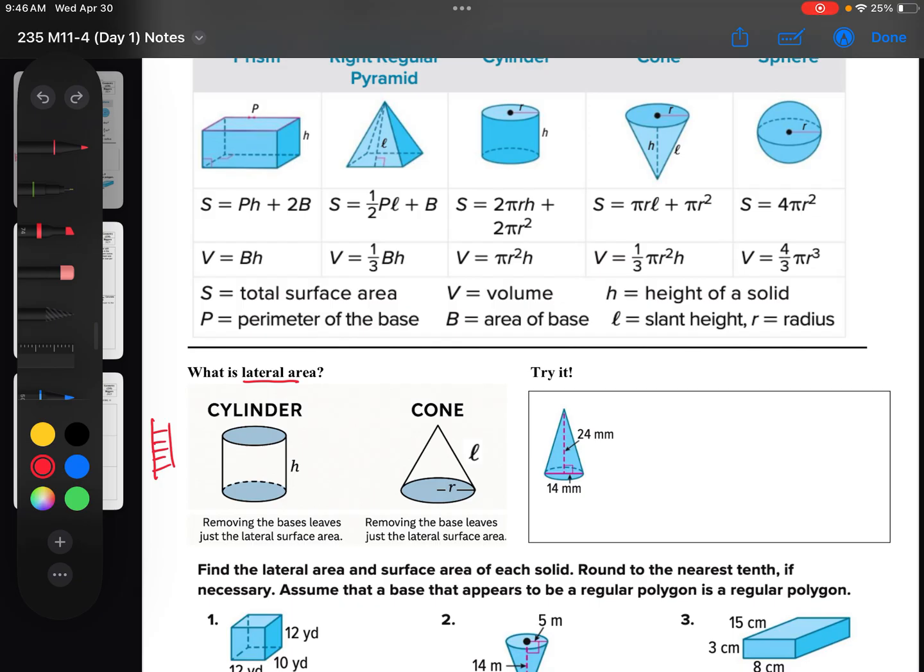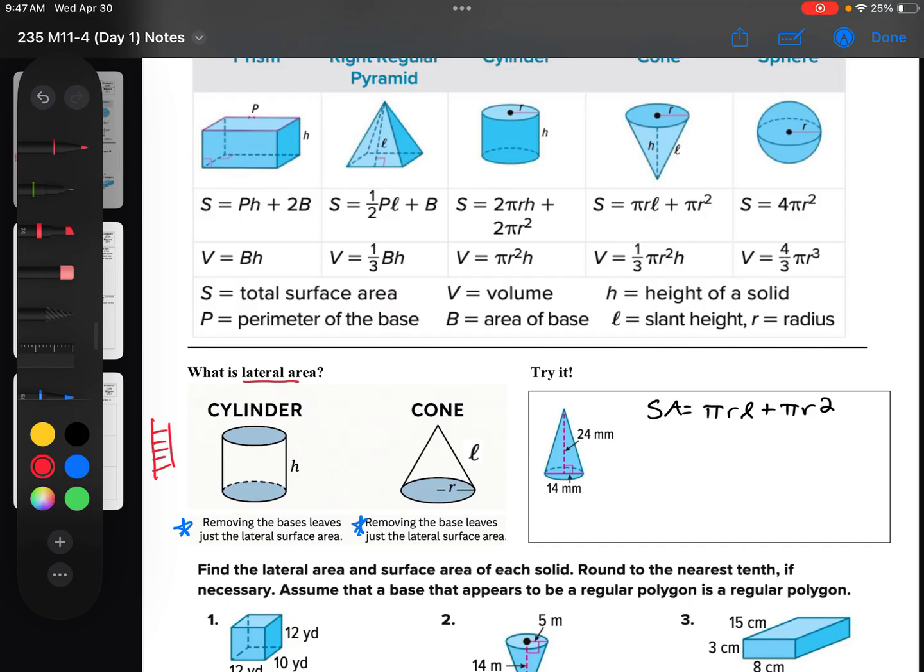So really what you need to do is remove the area of the base from the surface area to get the lateral area. So we're going to try it here with this cone. How do you find the surface area of a cone? Well, we can see the surface area of the cone is found by taking pi r times the slant height plus pi r squared. Okay, so we are going to find the lateral area of that. So the surface area, let's go ahead and do it.